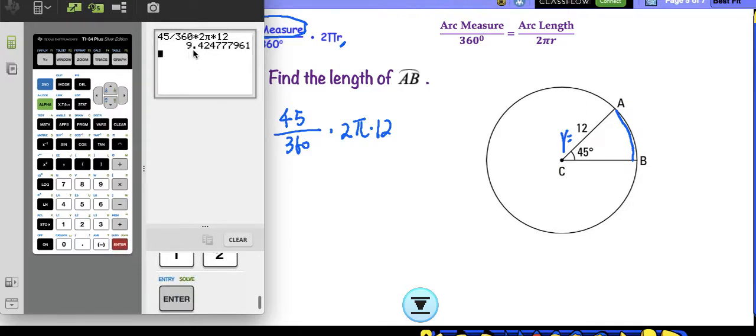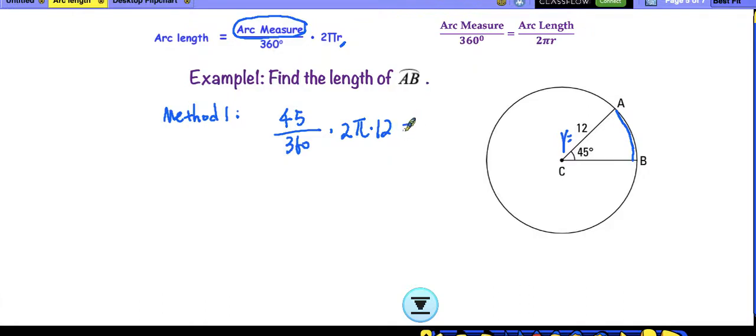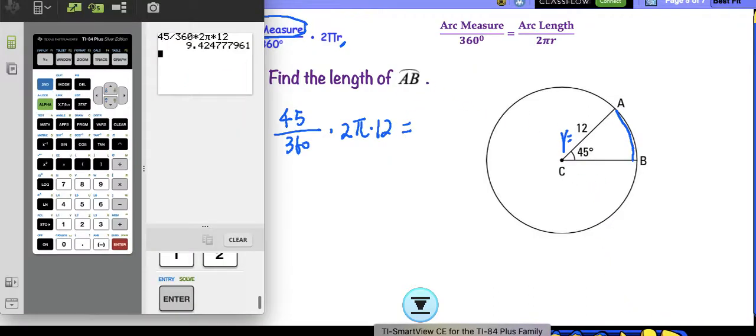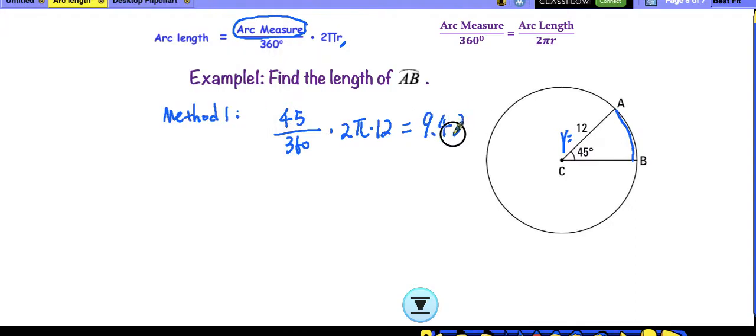So you can see we have a very long number here, right? Since the question didn't ask, most likely the question will tell you how to round it. So let's round it to the nearest hundredths. So we keep 2 decimals here. Since the third number is 4, the answer will be 9.42. So let's round it to 9.42. And that's it. That's how we find the arc length.